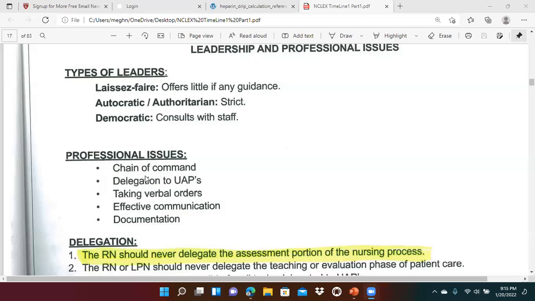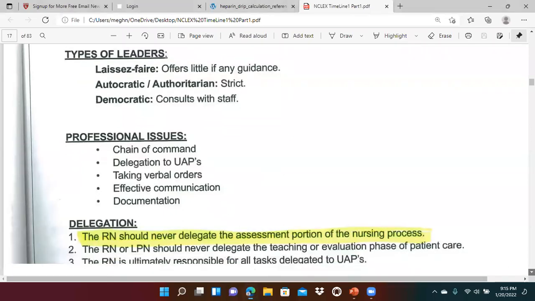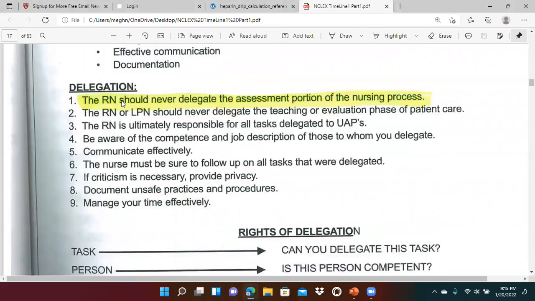Also, the team leader or RN can delegate to the other LPN or UAP the suitable patient. Also, we take the verbal order from the patient and other staff member. And whenever they communicate, it should be effective communication to the patient or to the other staff. Also, whatever we do, we keep the documentation. Let me talk about more. What is delegation?